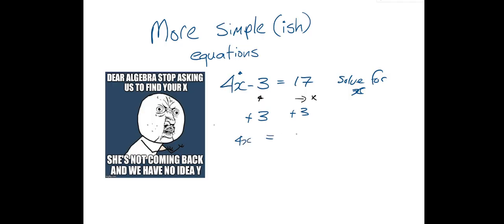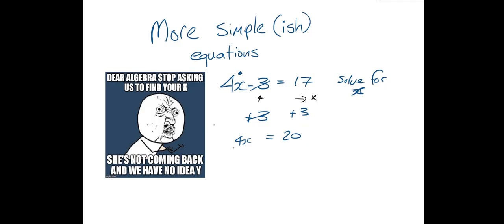4x is going to be equal to 20. So I added 3 to both sides. Negative 3 plus 3 is no 3's. 17 plus 3 is 20. Now what do we want to get rid of? Are there any terms here on the left hand side that don't have x? No. Is x anywhere on the right hand side? No. Okay, we'll go to the next step.